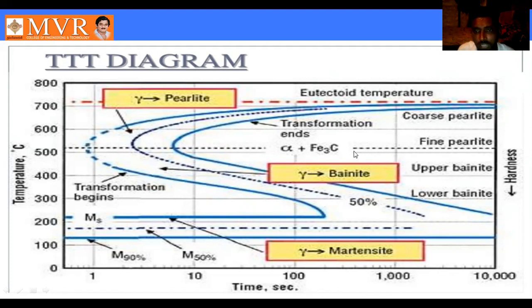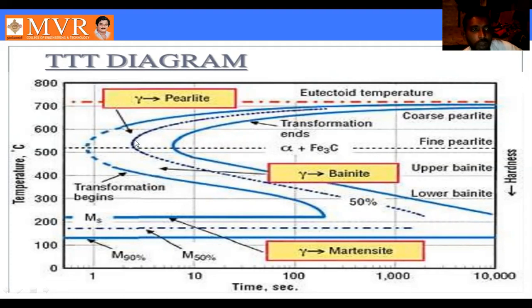We can see in this diagram, this axis is the time and this is the temperature. From 0 to 150 degrees onwards, we can call this whole portion gamma martensite. From 150 onwards, up to 500 degrees centigrade, we can see gamma bainite.